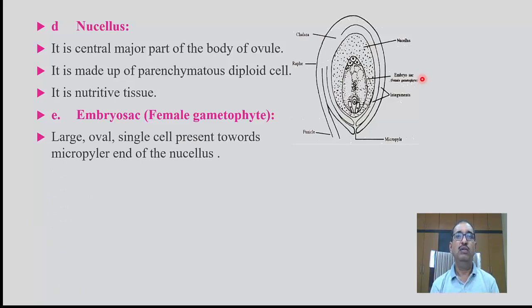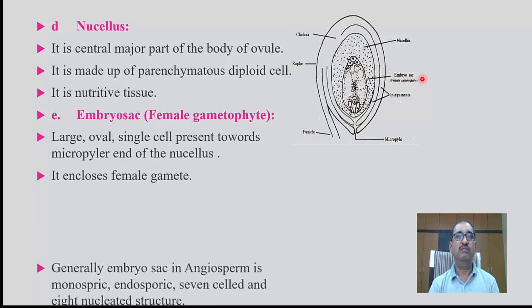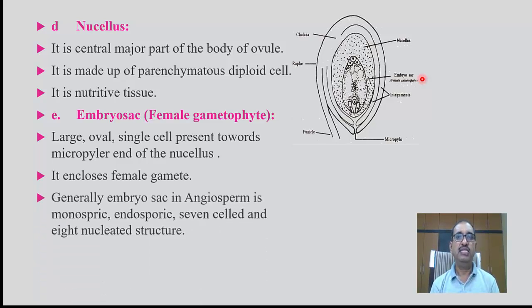Next part, embryo sac, also called female gametophyte. The large oval single cell present toward the micropylar end of the nucellus is called embryo sac. It encloses the female gametophyte. Generally, embryo sac in angiosperm is a monosporic, endosporic, 7-celled and 8-nucleate structure. As this embryo sac develops from a single megaspore, this development is called monosporic development.